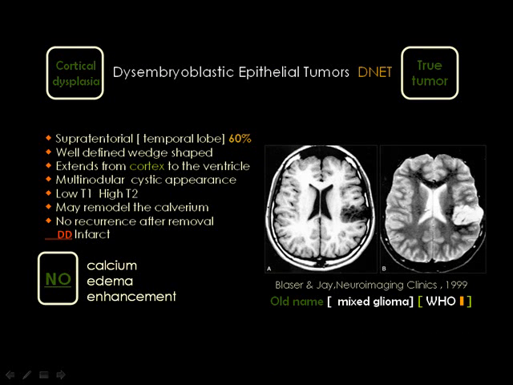And then you come to the abnormal proliferation resulting in tumors. There are two types of tumors. The first one is known as DNET, or dysembryoplastic neuroepithelial tumor. This is, as you can see here, a situation between cortical dysplasia and the true neoplasm. They are actually not true neoplasms, and both tumors, the DNET and the ganglioglioma, are located in the temporal region in most of the cases. In this particular tumor, there is no calcium, there is no edema, and there is no enhancement.